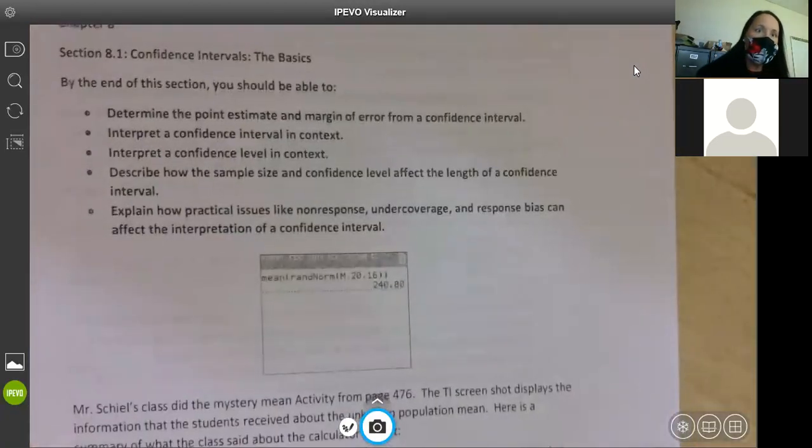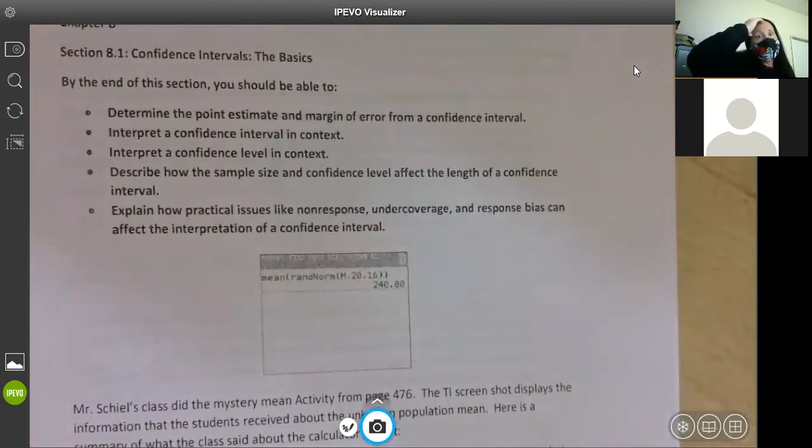Right. So 8.1, and it's coming up, I'm going to talk before I write, is about confidence intervals. We're going to determine the point estimate and margin of error, which is really simple. There's a formula for it. Interpreting confidence intervals and levels. Again, super easy. It's the same thing over and over. Describe how the sample size and confidence level affect the length of a confidence interval.